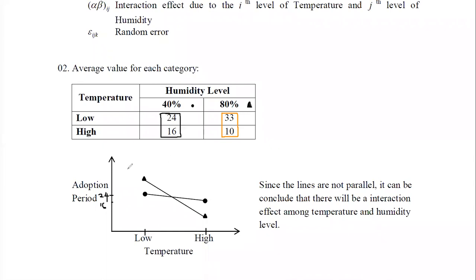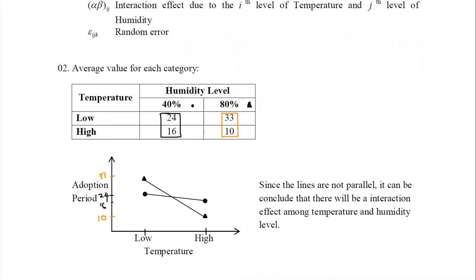The 33 here is for the low. Therefore, for the temperature low, we had the value 33, and for the temperature high, we had the value 10. This is how we are marking the adoption period on the plot, denoting the temperature and the humidity level.